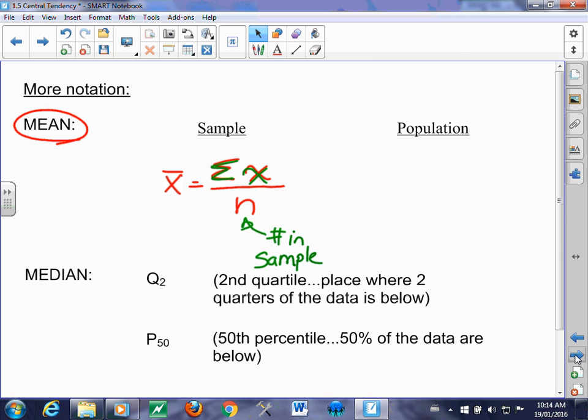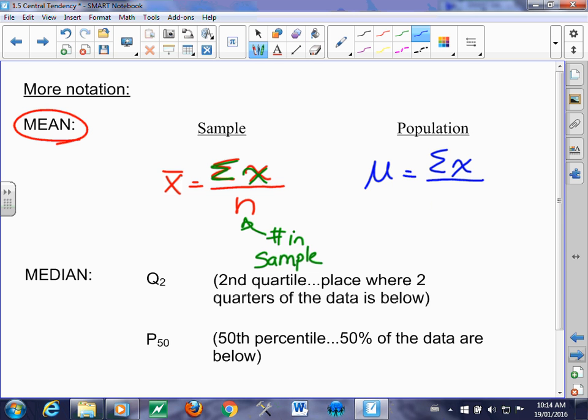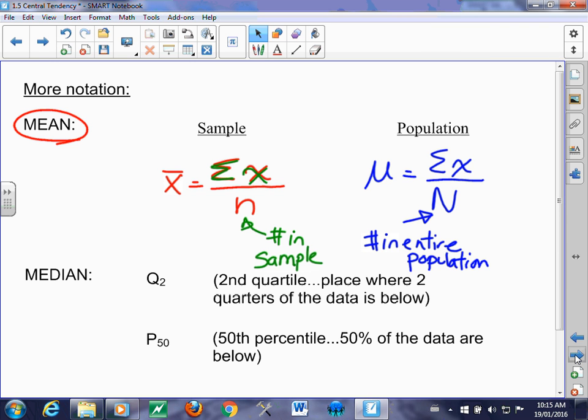Whereas if we skip over to the population, notice it's a different formula, and you need to make sure you defer to one or the other on your test. This is mu equals the sum of all data points divided by capital N. And capital N is the number in the entire population. That's why you use a different letter, because it's telling us there's a big difference, folks, if we took the results of 10 people that were surveyed to represent our school versus every student in our school.